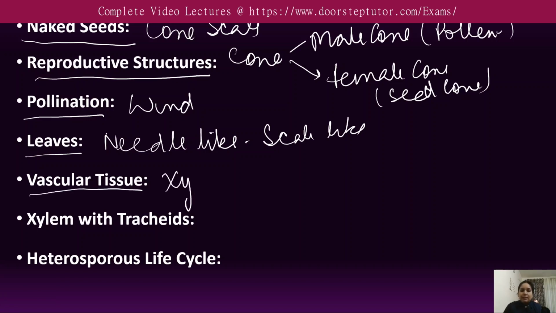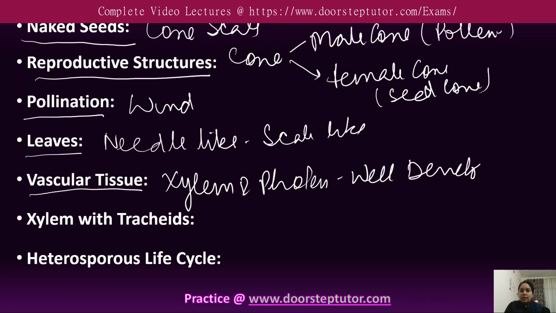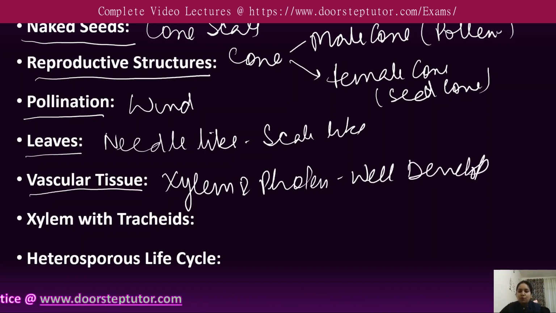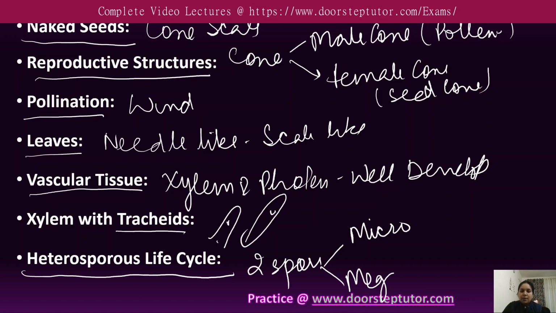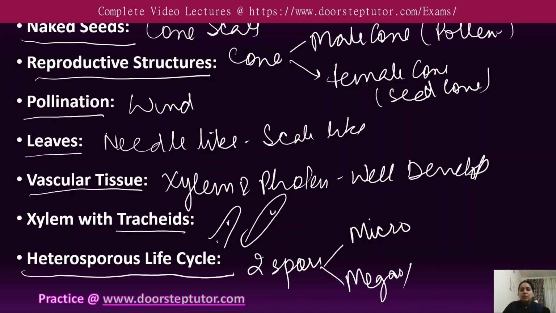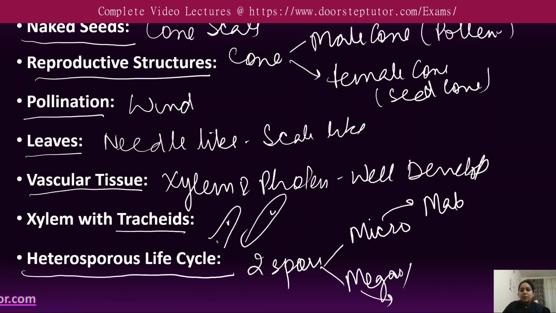The vascular tissue, that is the xylem and the phloem, is well developed in the gymnosperm, and they are responsible for the transportation of water, nutrients, and sugar throughout the plant. The xylem is present with the tracheids, and the tracheids, we know, are elongated cells that transport the water and provide structural support. The gymnosperms are always heterosporous, meaning two different types of spores are present in them. The first one is the microspore and the second one is the megaspore. Microspores germinate to form the male gametophyte, while the megaspores germinate to form the female.